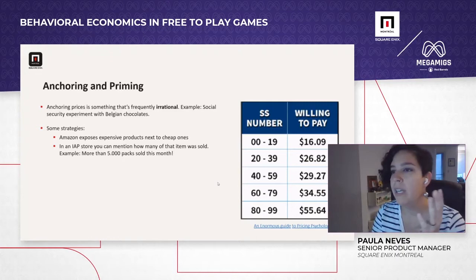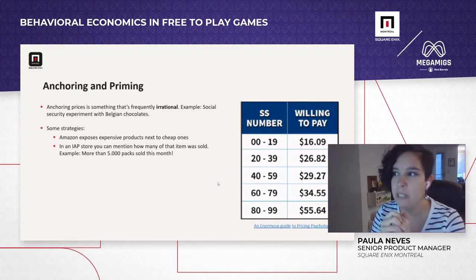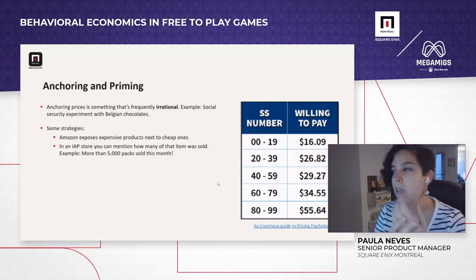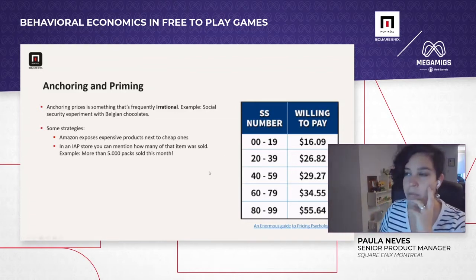If you look at big e-commerce sites like Amazon, they expose expensive products next to cheap ones a lot of times, and it's using this strategy. In an IAP store for a game, you can mention how many of those items were sold. Like more than 5,000 packets were sold this month, and that number helps prime users into paying more or being willing to pay a little bit more, even if irrationally or unconsciously.